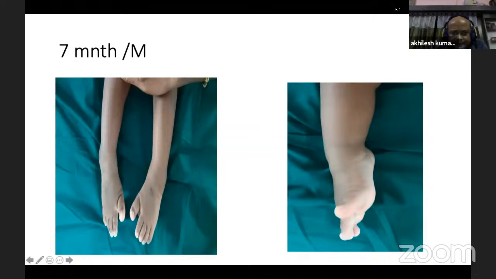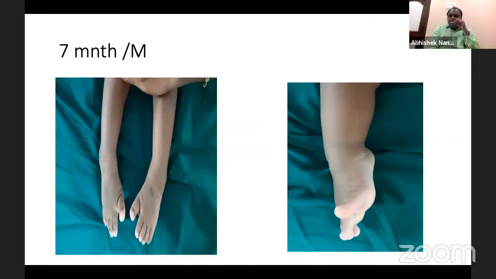Okay. So Akhilesh, why don't you tell us what will be your plan on this foot? What is your diagnosis first? You have told a lot about this short great toe and hyperextended great toe. Most probably resistant club foot. Yeah, that is correct. And anything else you want to add, Akhilesh Da?